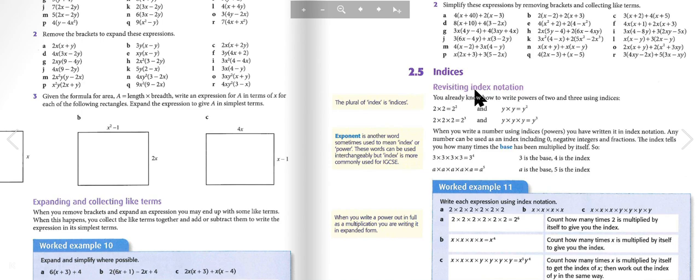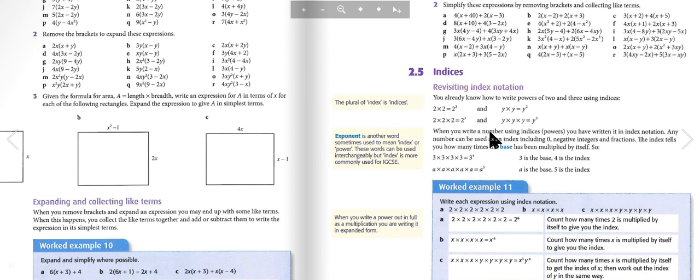Revisiting index notation. You already know how to write powers of 2 and 3 using indices. 2 times 2 is 2 squared, 2 times 2 times 2 is 2 cubed, and y times y is y squared, y times y times y is y cubed.